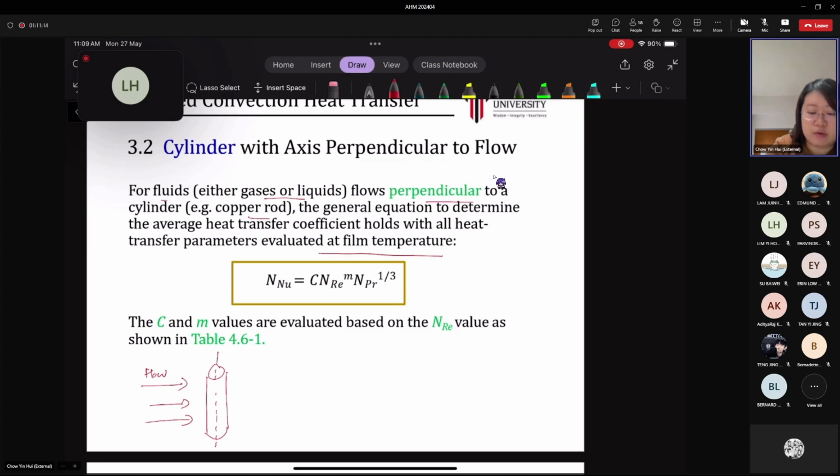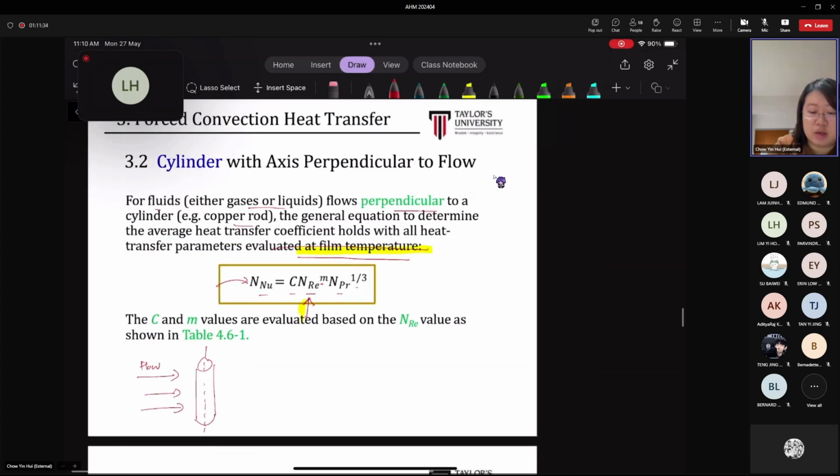So you have to evaluate all the properties at film temperature as well. The general equation takes this form: Nusselt number equals a coefficient C multiplied by Reynolds number to the power of m and Prandtl number to the power of 1/3. We are dealing with a cylinder, so the Nusselt number is h multiplied by diameter divided by the thermal conductivity. As for the Reynolds number, it is rho V d per mu.